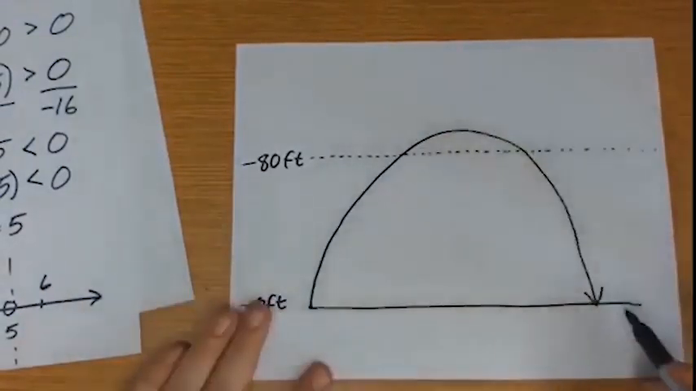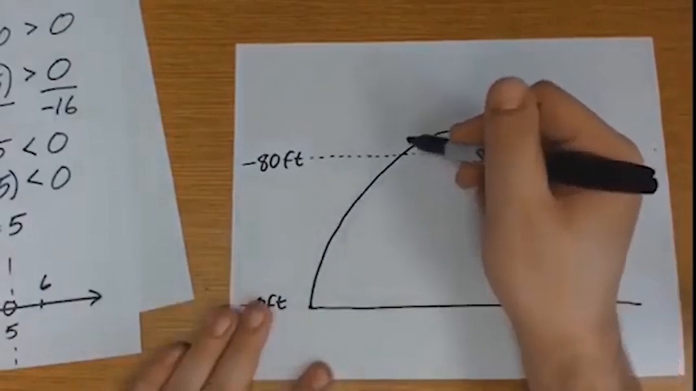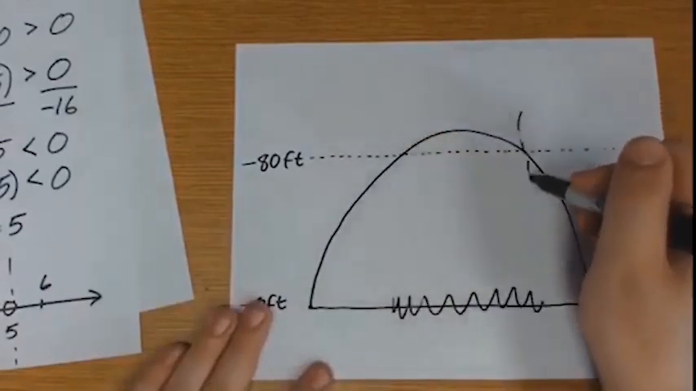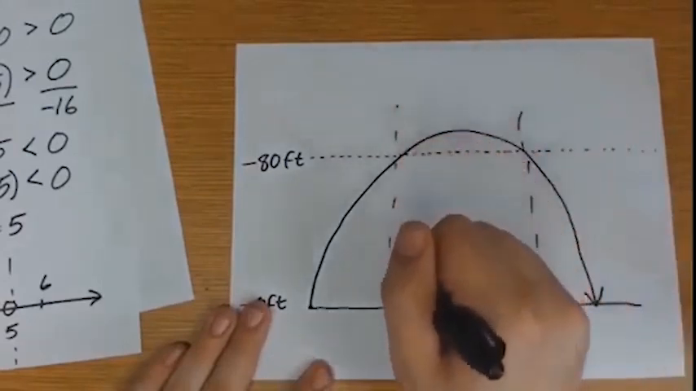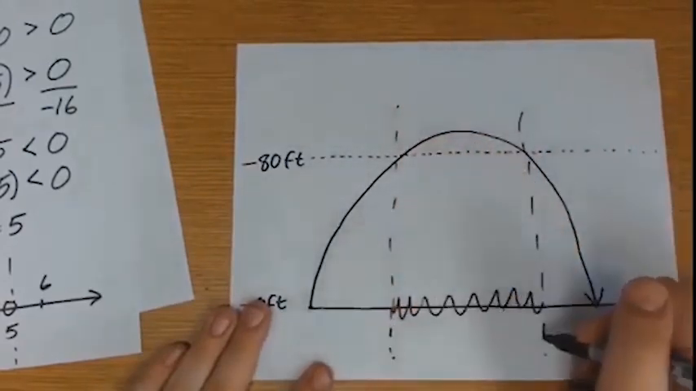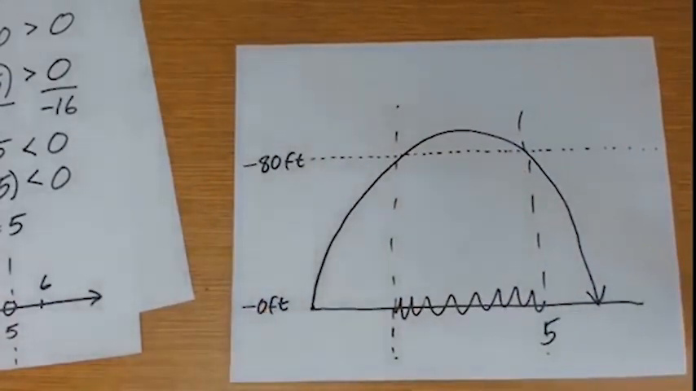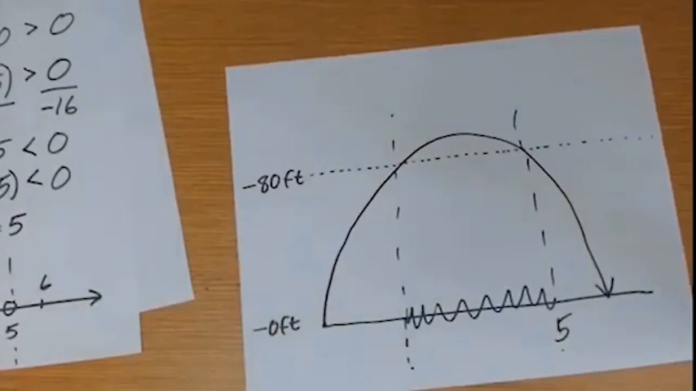If we picture this as our number line, where it's above 80 is going to be between our 1 and our 5-second marks. So let's now mathematically show that we're going to get the section in between.